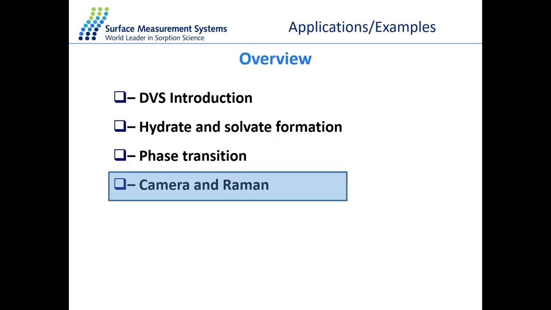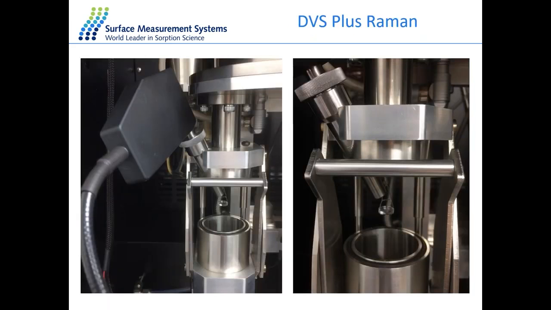The last part of my presentation will be dedicated to an application with camera and Raman. Specifically, I want to introduce how we perform the experiment on the camera and Raman. I'm going to show you a brief example of a study of hydrate and solvate formation. So here is a DVS chamber. What you see over here is a glass pan. And what we use is a camera that is positioned at the bottom of the chamber and a Raman, which is this pistol type probe that you see at the top of the chamber.